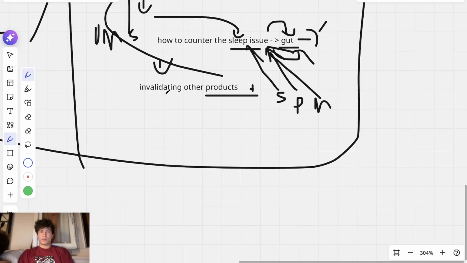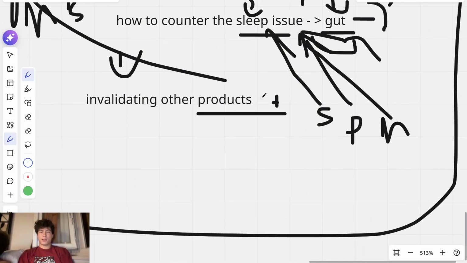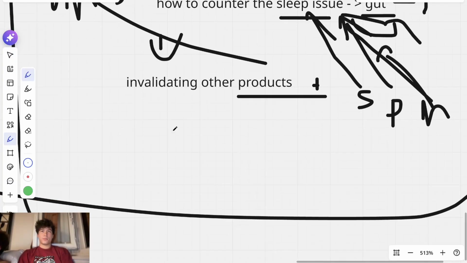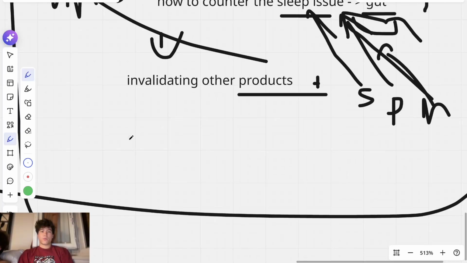And that's how you introduce your product: you invalidate the others and then introduce your product. The reason the other ones weren't working is because they don't target the sleep, but the one that does target sleep is the Mushroom Complex. Then you introduce your product, and you say there are a lot of other mushroom complexes. You have to show why yours is the best. You say, like, the one I decided to go with.